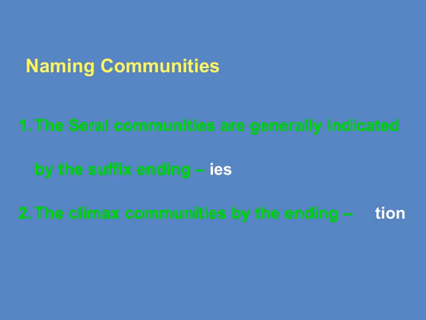On the other hand, the climax communities, which are the stable, mature stages of an ecosystem, are generally identified by the ending "tion." Recognizing these suffixes helps us understand the community's position within the successional process. Connecting this to the overall theme, understanding these naming conventions gives us insight into how ecosystems develop and change over time. It's a simple but effective way to classify and describe different communities based on their ecological roles and stages.